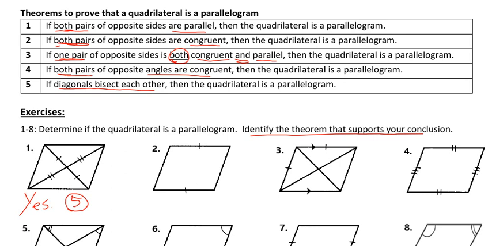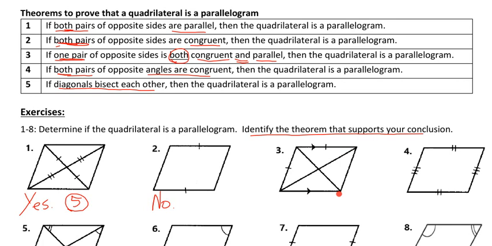But if we look carefully at our theorems, there is nothing about having only one pair of opposite sides. So this information is not enough to say that this is a parallelogram. Therefore, we're going to conclude that this is not a parallelogram. And we do not have a theorem that supports our answer because we are not saying that it is a parallelogram.